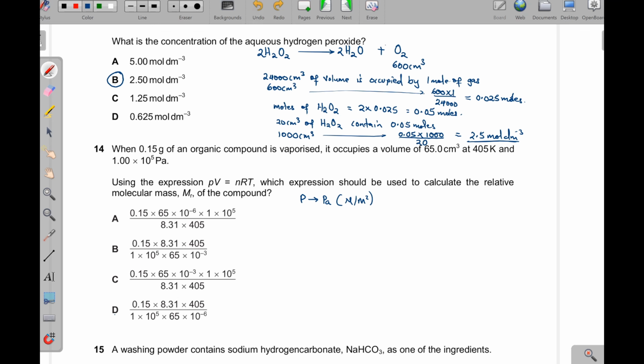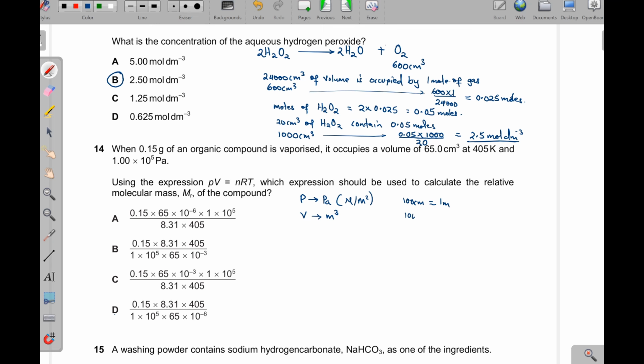What else do we have? Volume has to be in meters cubed. Now this volume here is in centimeters cubed. Now you know that we have to convert centimeters cubed to meters cubed. Let me begin with what I have here: 100 centimeters is equivalent to 1 meter, not so?